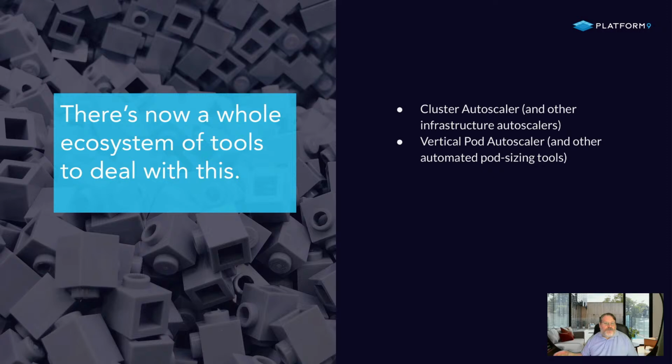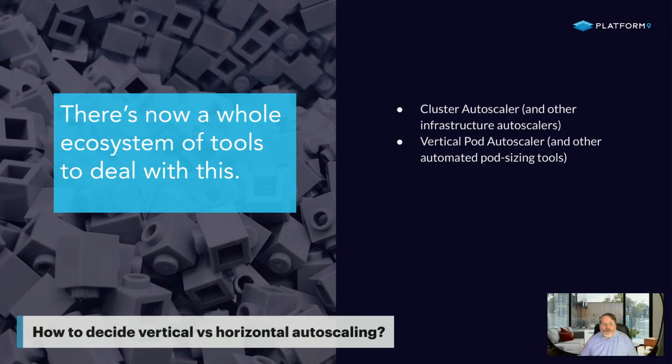So that's really the two big differences. Number one, the mechanics of how Carpenter provisions that node, and number two, what cloud providers Carpenter supports versus the cluster autoscaler. Oh, that's a good one. Somebody said, how to decide vertical versus horizontal autoscaling?